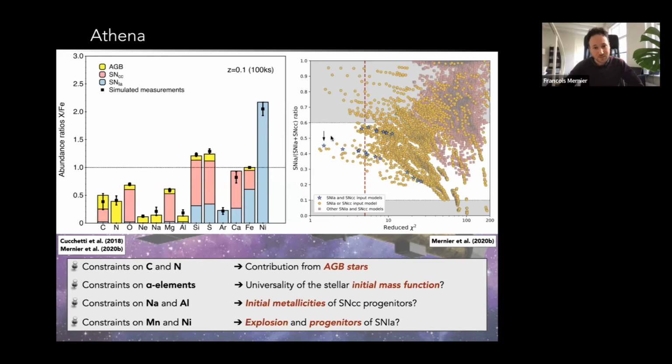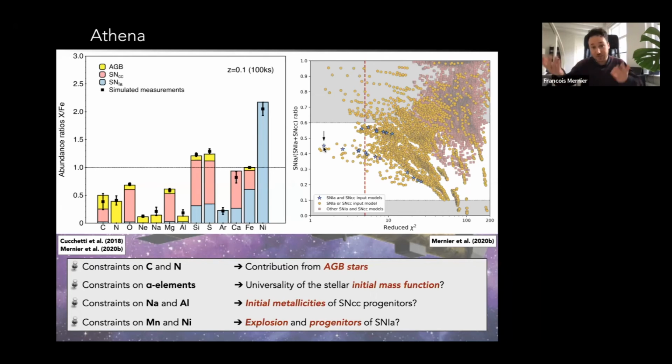On the right plot, what you can see is just made from an Athena study where the black arrow just shows you input type 1a plus core collapse combination yields that we actually put as an input in a simulated cluster. And we observe this cluster with mock Athena observations.